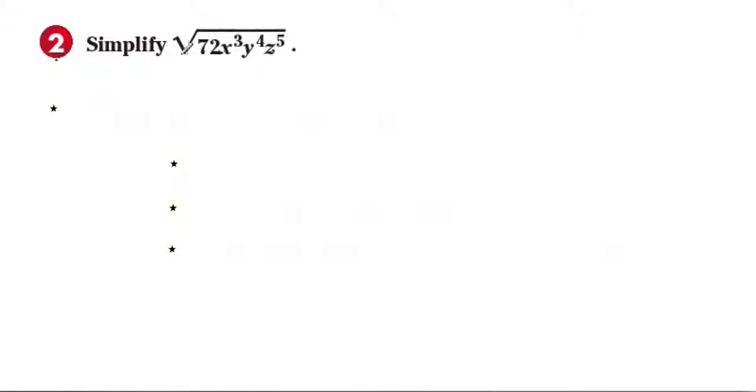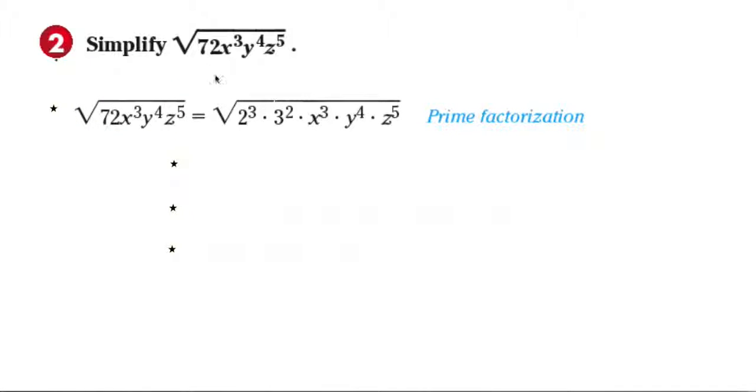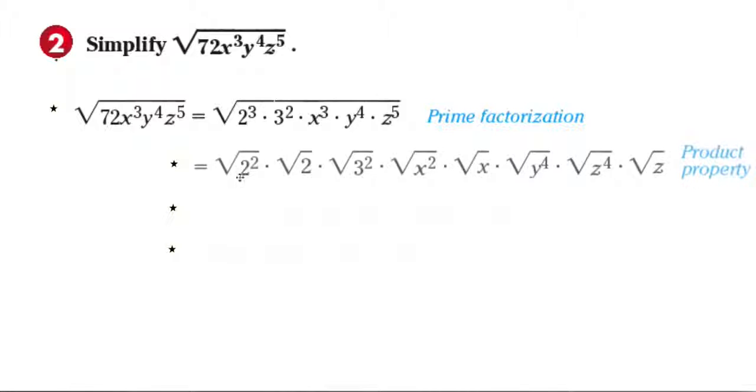In example number 2, we want to simplify radical 72 x cubed y to the fourth z to the fifth power. First things first, we copy it down and get the prime factorization of 72, which is 2 cubed times 3 squared, and we simply copy down x cubed y to the fourth z to the fifth power. And then we break it down. We know that 2 cubed, according to our rule from the last slide, is 2 squared times 2, and 3 squared times x squared times x, and you have y to the fourth times z to the fourth times z. Now how did this happen?